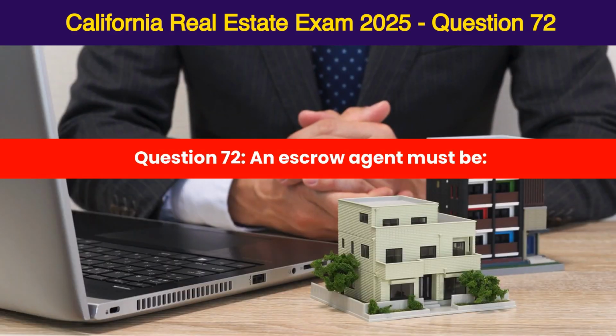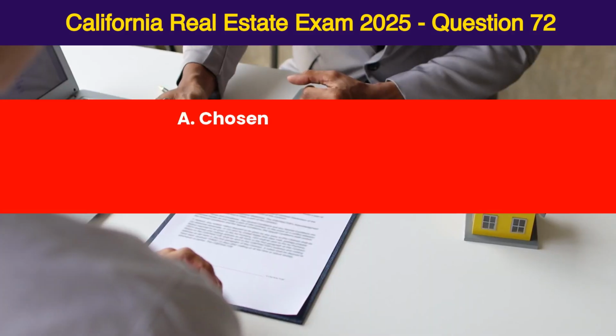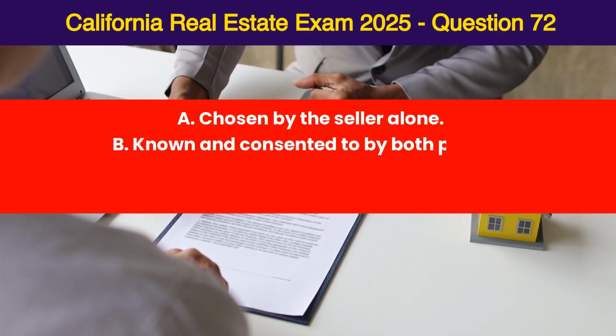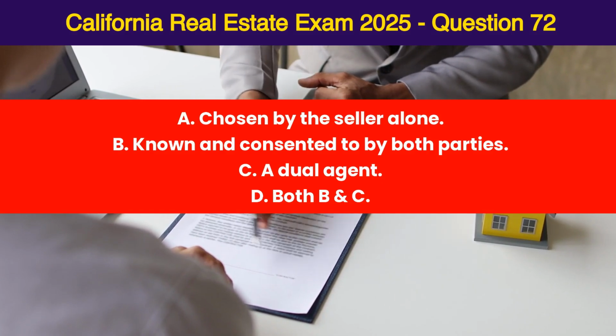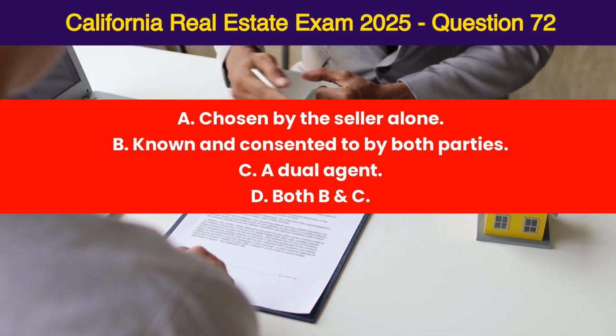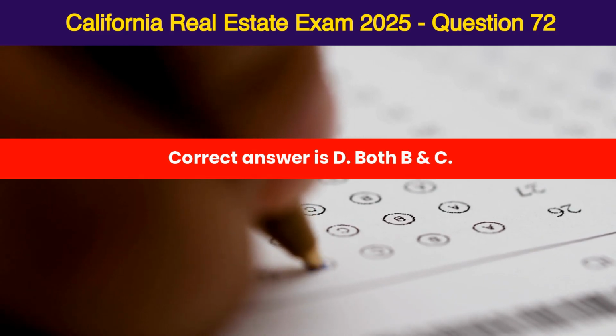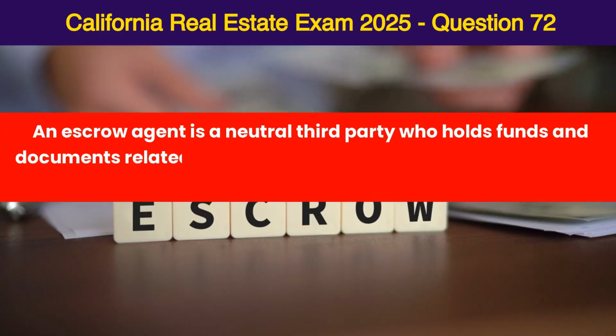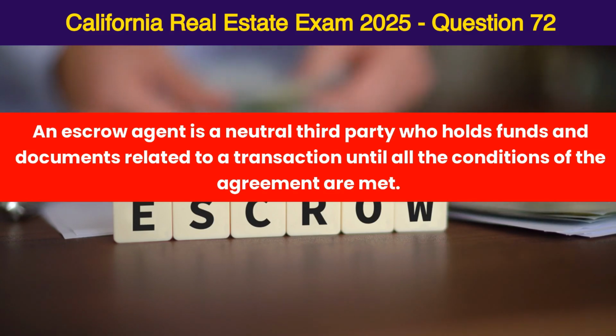Question 72. An escrow agent must be A. Chosen by the seller alone. B. Known and consented to by both parties. C. A dual agent. D. Both B and C. Correct answer is D. Both B and C. An escrow agent is a neutral third party who holds funds and documents related to a transaction until all the conditions of the agreement are met.